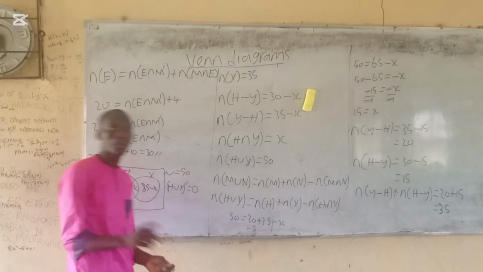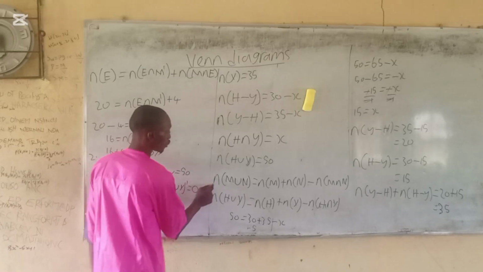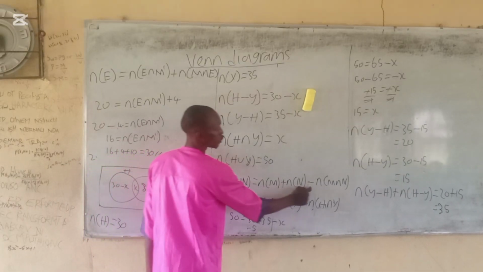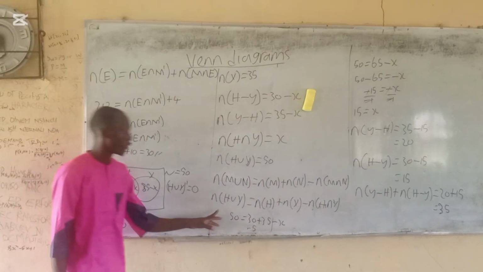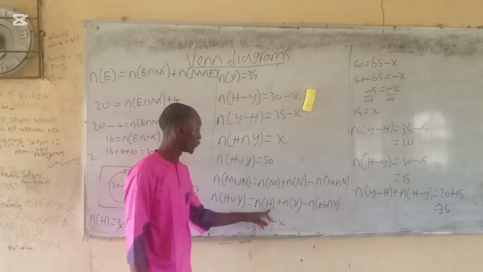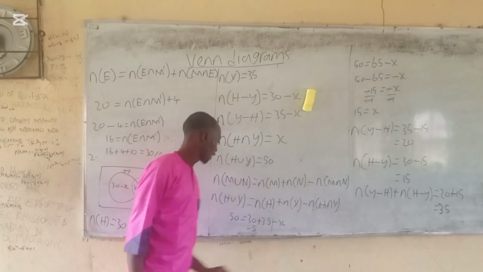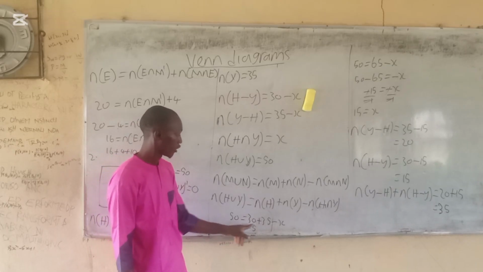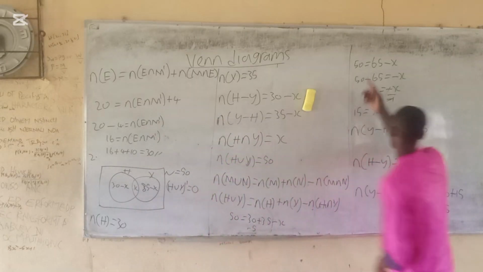Now, remember, we have done something like this before. Go straight back to our formula. The formula is n of A union B is equal to n of A plus n of B minus n of A intersect B. Put our variables here. n of H union Y is equal to n of H plus n of Y minus the intersection, which we do not have yet. Now, fill in your variables. We have 50 is equal to 30 plus 35 minus X.